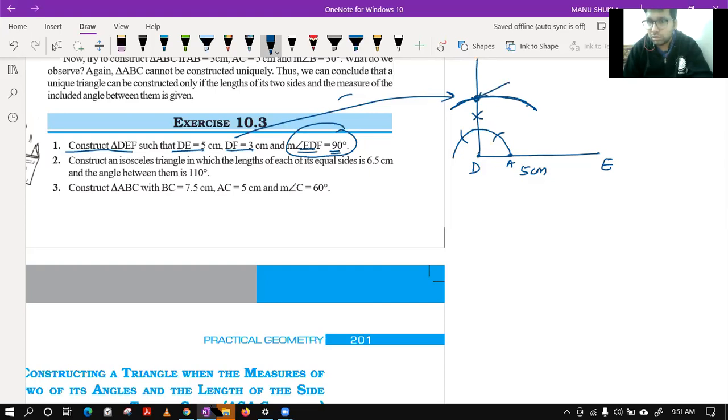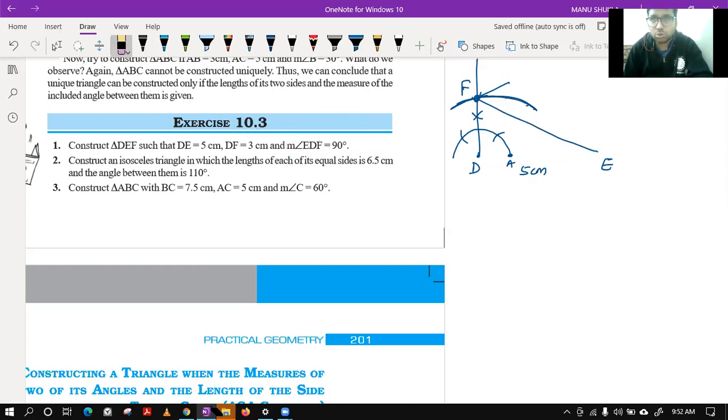Mokshita. Question number 2. Time is there. Okay, I will explain question number 2 also. So Mokshita, this way we have got point F and then we have joined it with E, and this is the required triangle DEF. Okay. Now let's see question number 2 also, because Mokshita has doubt in that. So let's see question number 2 hints. I am giving you the hints. Please try on your own.